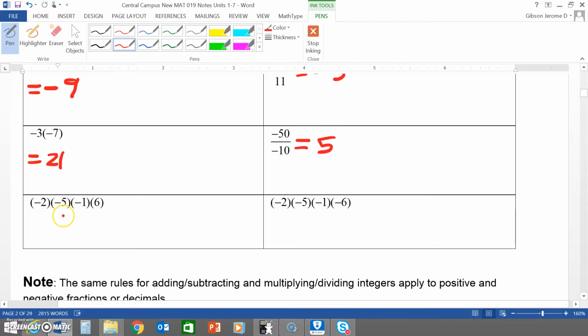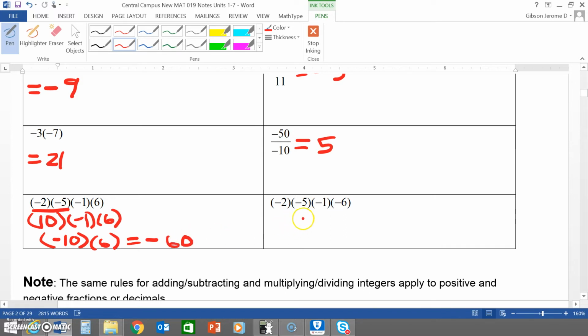Now, if you notice here, we have more than two numbers. So this is what we would do. We would multiply in groups of 2. So we have negative 2 times negative 5, which is positive 10. Then we'll bring down our negative 1 and our 6. Now, a positive 10 times a negative 1, they have opposite signs, so this will become negative 10. And we'll bring down our 6. Negative 10 times 6, opposite signs, so it'll be negative 60.